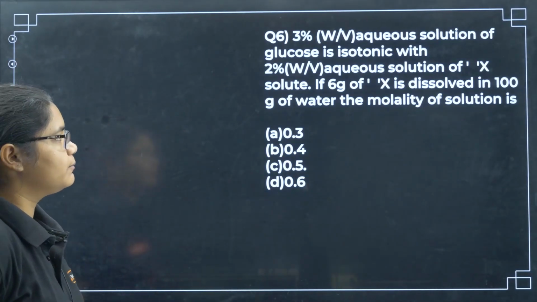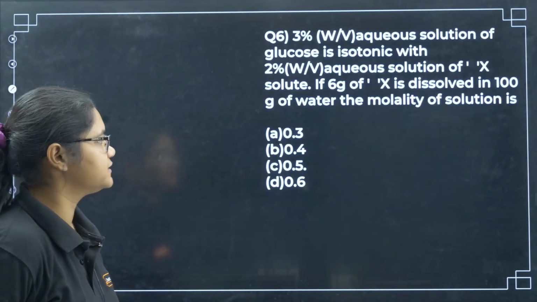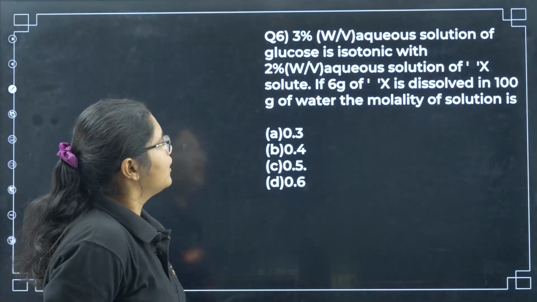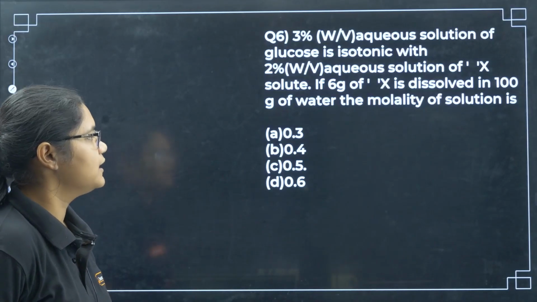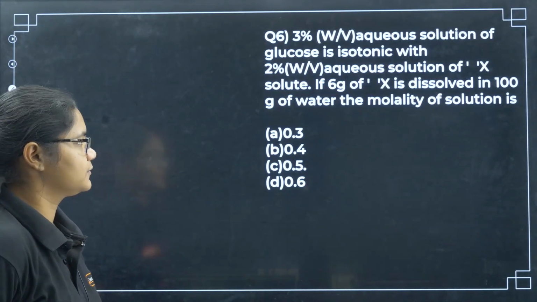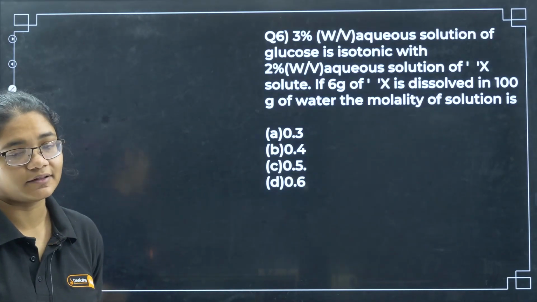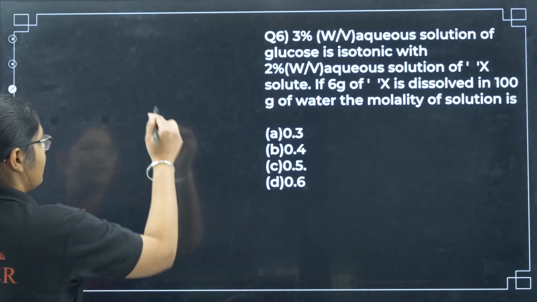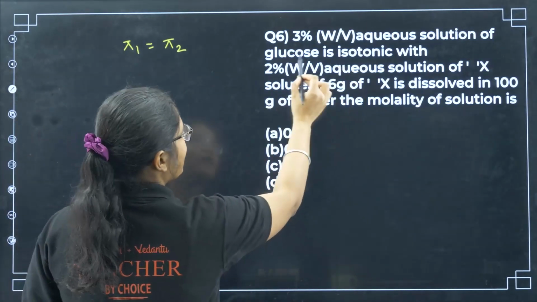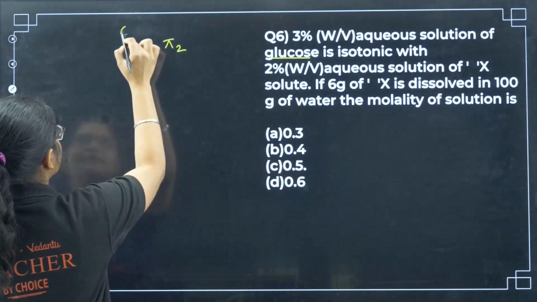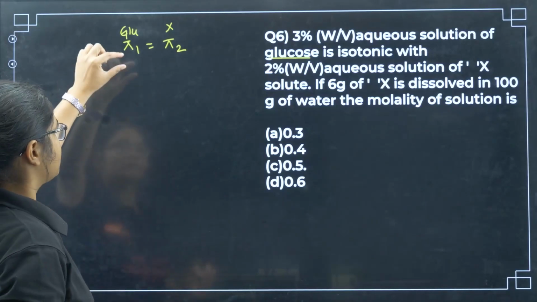Next, 3% W by V aqueous solution of glucose is isotonic with 2% W by V aqueous solution of X solute. Okay, if 6 gram of X is dissolved in 100 gram of water, the molality of the solution is. Okay, so first let us see here. When it is isotonic, that means the osmotic pressure is same. That means I have pi 1 is equal to pi 2. Osmotic pressure of the aqueous solution of glucose is equal to the osmotic pressure of X. Now osmotic pressure of glucose will be what?